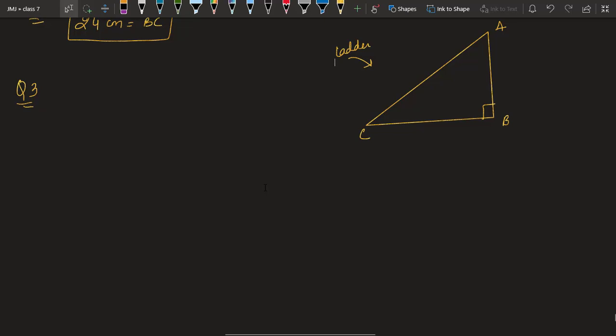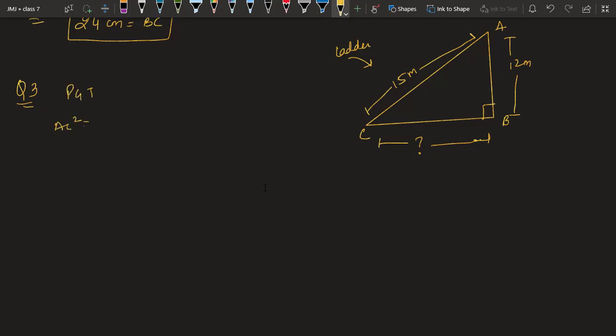Now given to us is the length of the ladder, 15 meter. So this length is given to us as 15 meter. Window height is given to us as 12 meter. We have to find this base length. So again, it is a simple right angle triangle. We can use PGT and say AC square is equal to AB square plus BC square. Putting the value of AC, 15 square is equal to 12 square plus BC square. 15 square, if you find, will be 225. 12 square is 144 is equal to BC square.